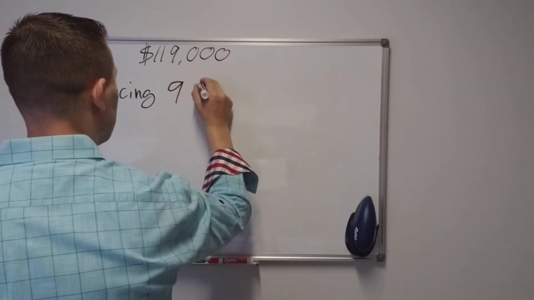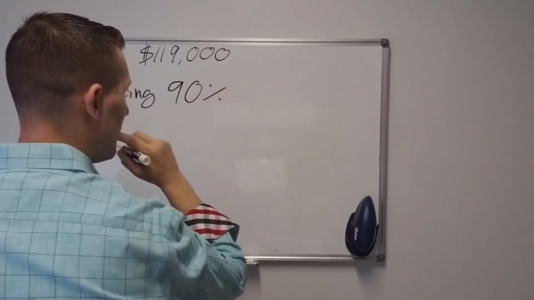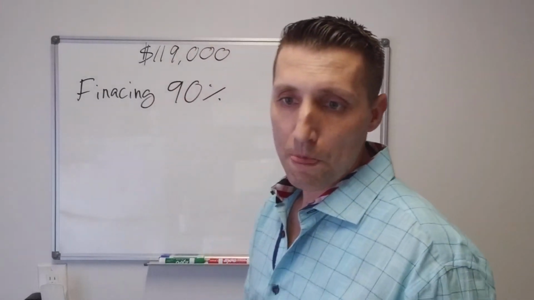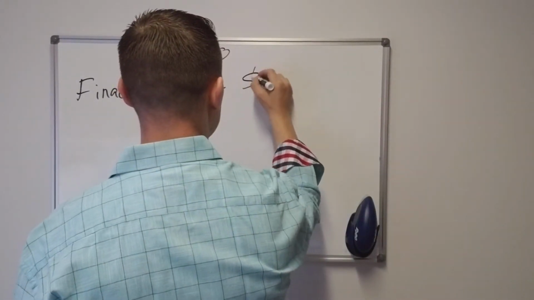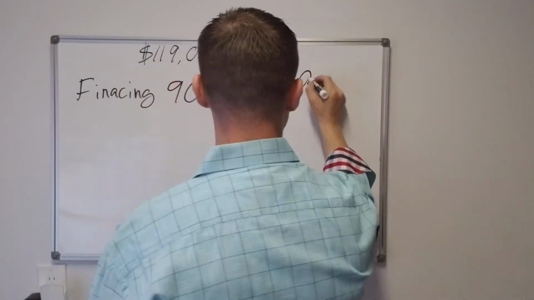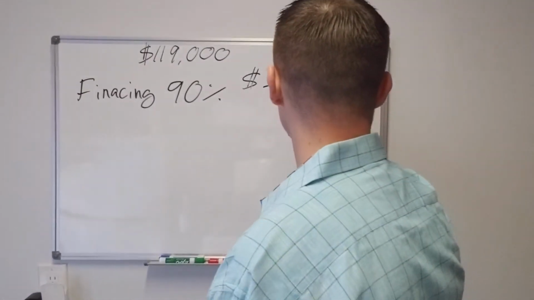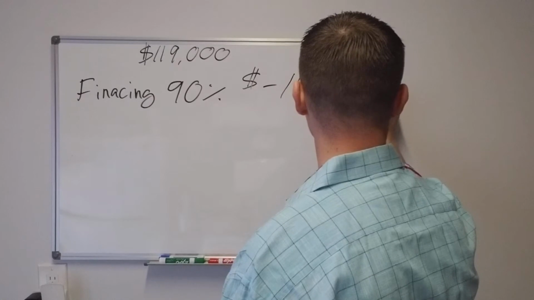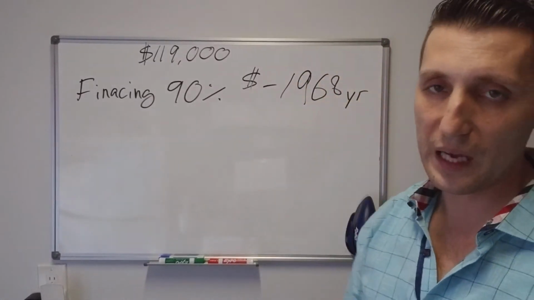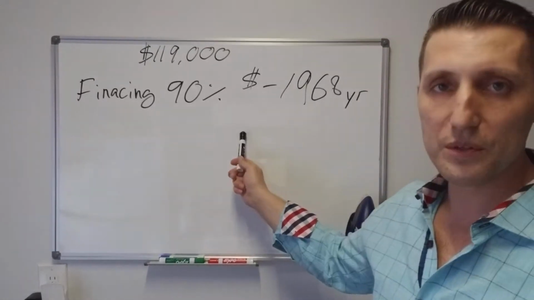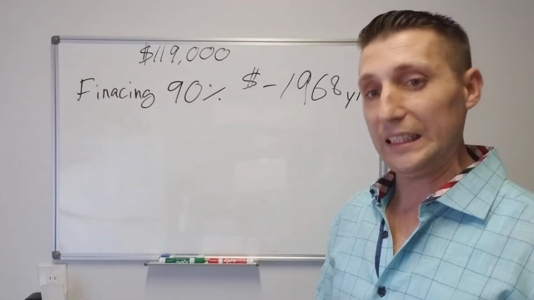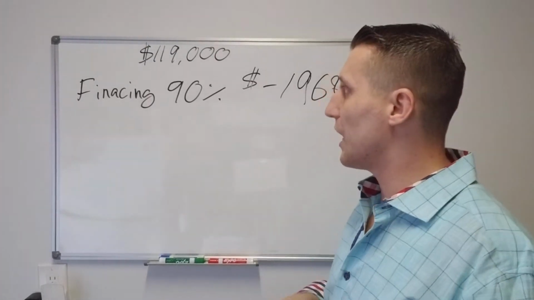We're gonna do 90% of the loan, we're gonna finance with 10% down. Now that gives us negative $1,968 per year. That's negative. Now, however, there are people out there that do these types of deals. Do I encourage you to do it? No, not really. So here's how these guys do it.